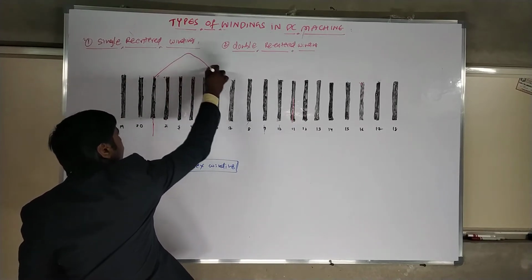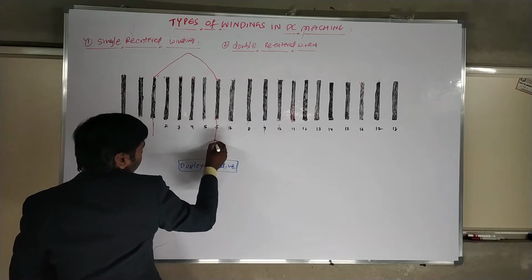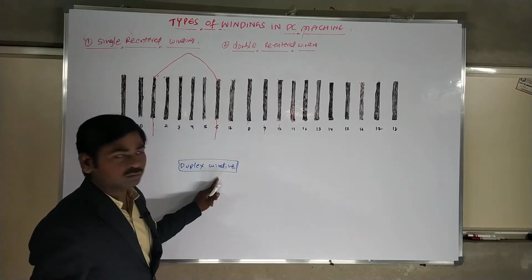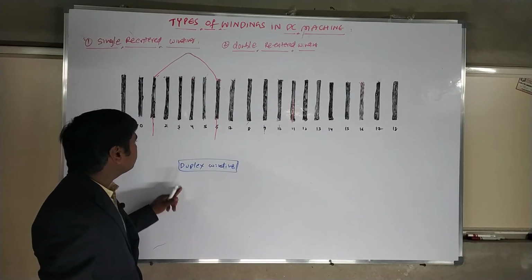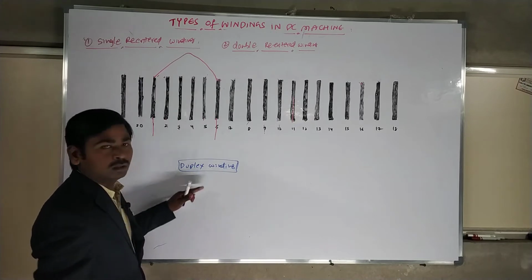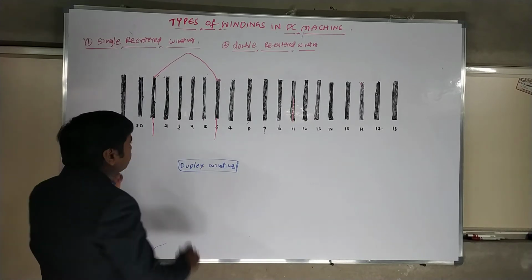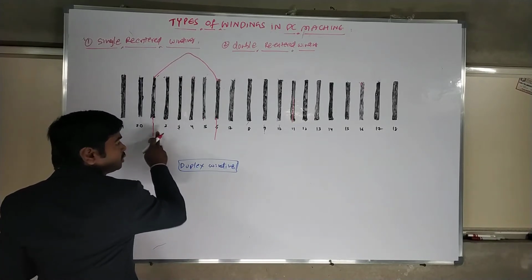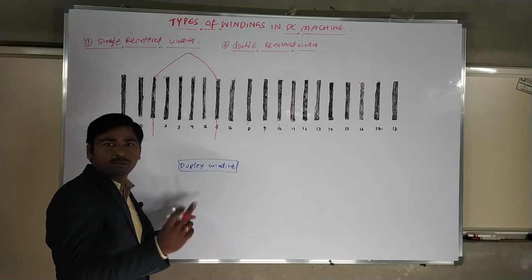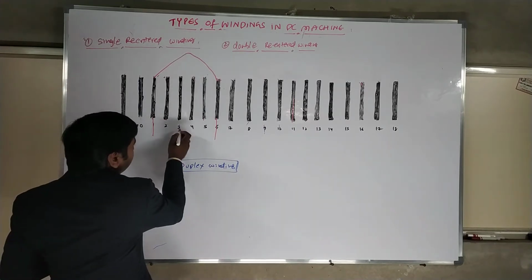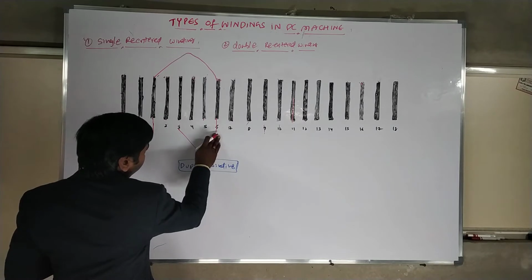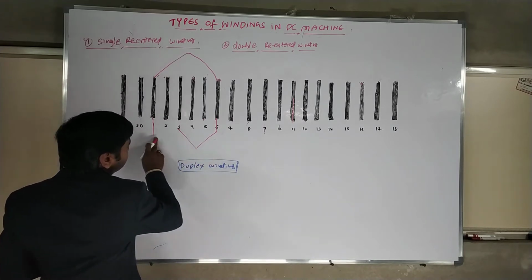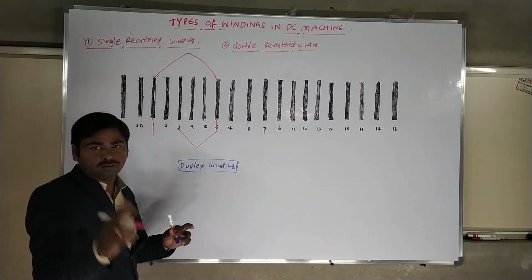Keep on going until you come to the sixth conductor. After this, as I told you, it's a duplex winding. Duplex winding means the winding pitch should be 2. For simplex lap winding the pitch is 1, that is 2 minus 1. Here you have to connect to the third conductor: 3 minus 1, so it's a duplex winding.